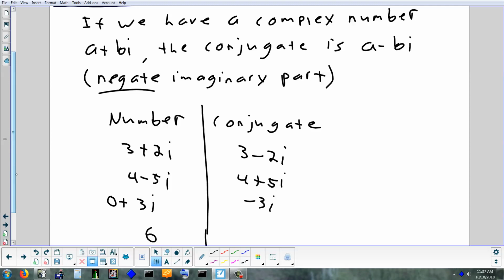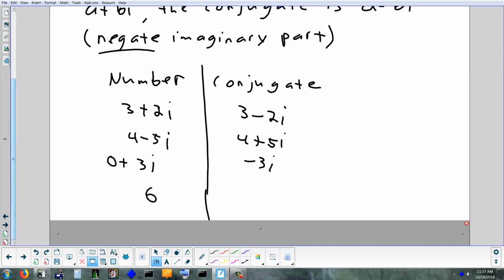How about 6? It would just stay 6. If you're wondering, well, how does it stay 6? Think of this as 6 plus 0i. The conjugate is 6 minus 0i. Plus 0 minus 0 doesn't change. It's the same thing. Okay. So we would just write 6. Any questions on finding conjugates?